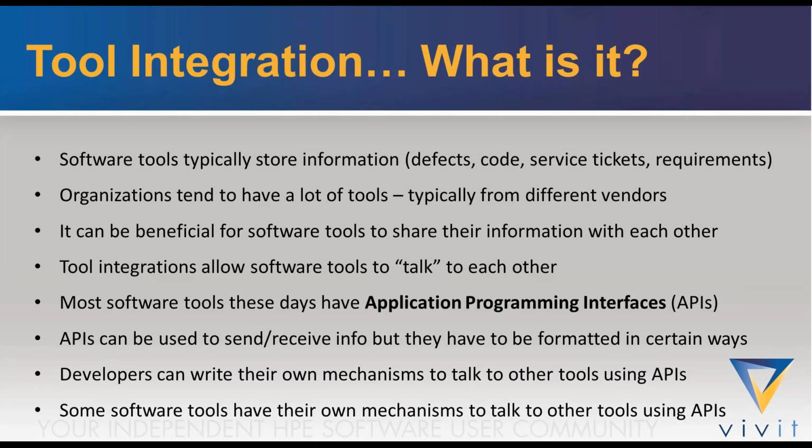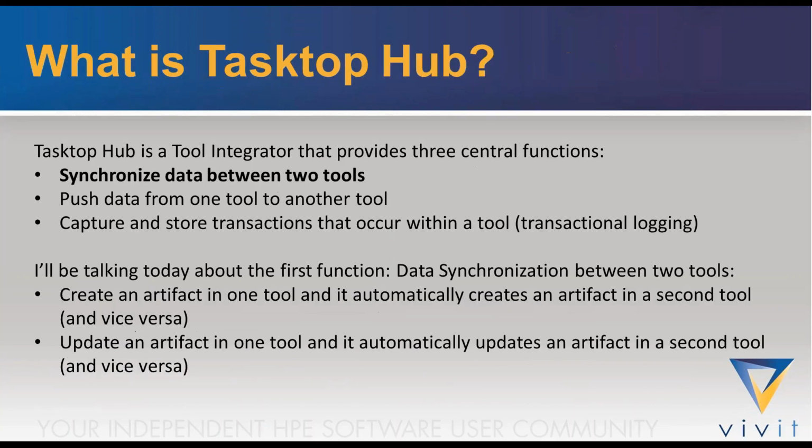We've been using Tasktop Hub for some time, and as you'll see, Tasktop Hub can do that as well as a whole lot more. So what is Tasktop Hub? Well, it's basically a tool integrator, and it provides 3 central functions. The primary one that I'm going to be speaking about today is this ability to synchronize data. So I'm going to show you how Tasktop Hub can synchronize data between Micro Focus ALM and Atlassian Jira, how you can create an artifact in ALM, and Hub can then automatically create that in Jira, and then it keeps those artifacts in sync so that if you make any updates on one artifact, it can then update that in the other.